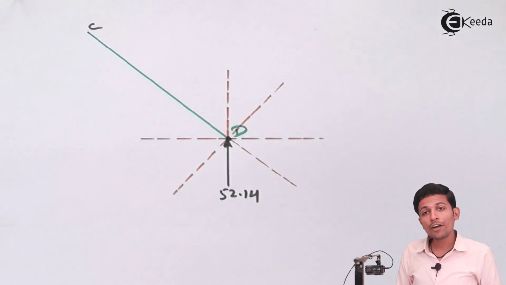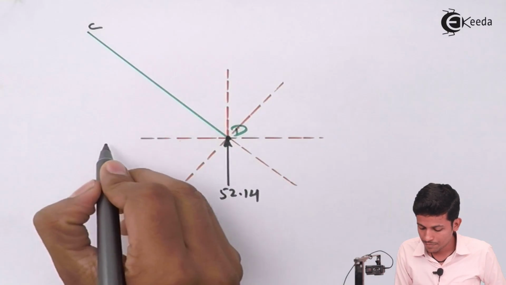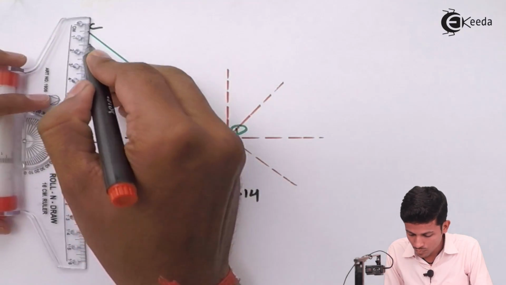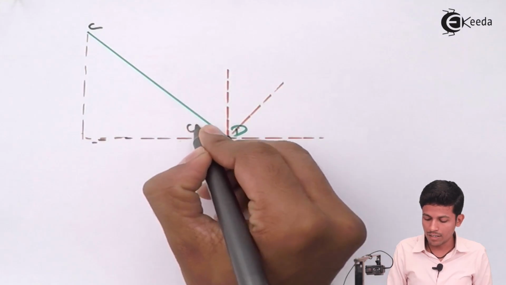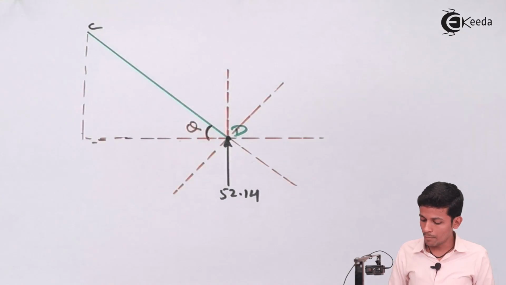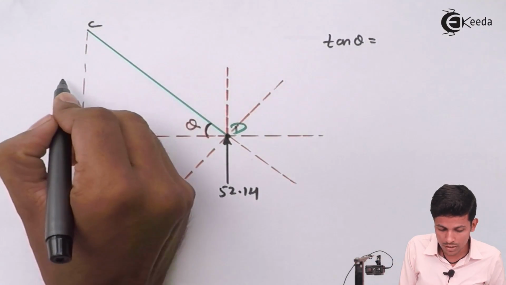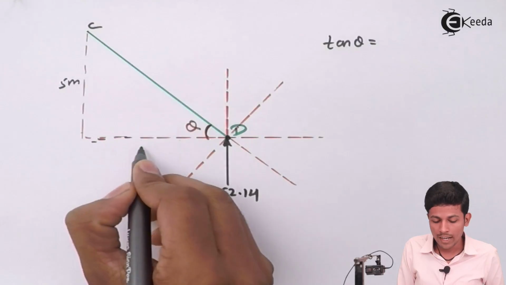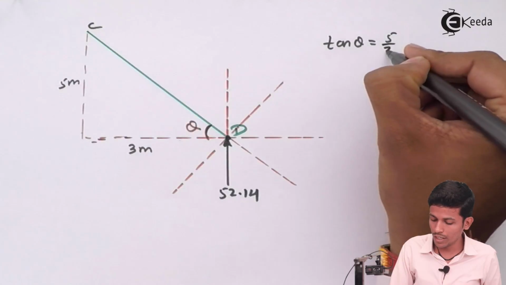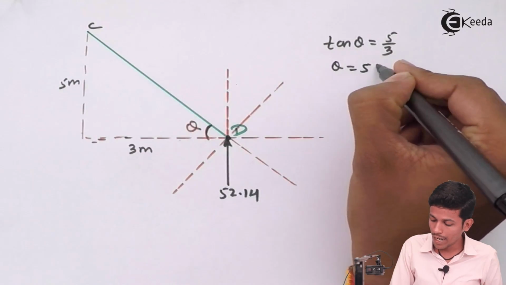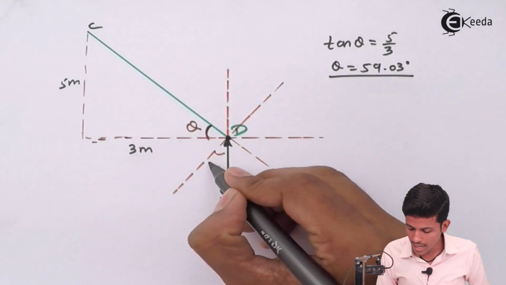Now we want the theta value. As you know, this value we know and this value also we know. This theta will come over here, and to find this theta, what formula are we applying? Tan theta is equal to opposite upon adjacent. This is your opposite side, this distance is 5 meter, and this is your adjacent side, this distance is 3 meter. So opposite upon adjacent means 5 upon 3. You get the value of theta as 59.03 degree. Okay, this is the theta value. Alternate thetas are the same.